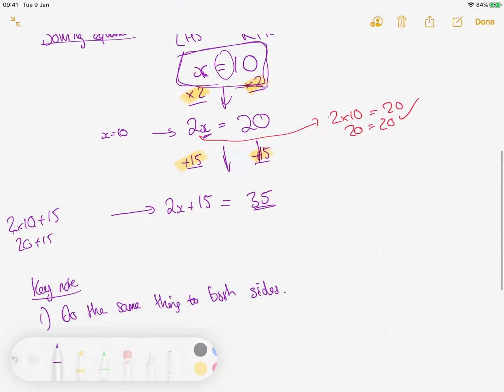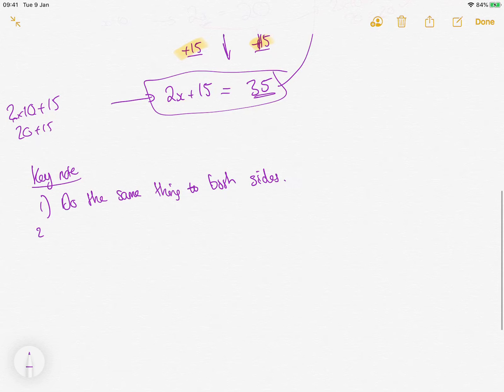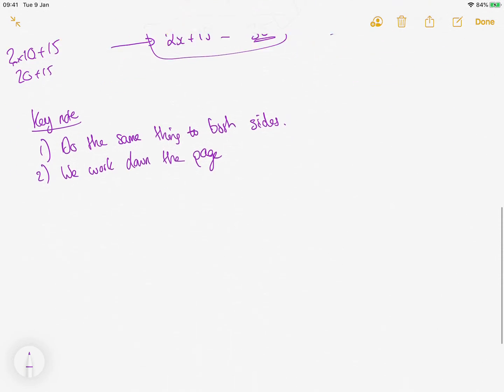Another thing that comes out from this, and what you'd normally do is, we'd normally get a question like this and work back the other way. But I would be working down the page. We work down the page, just like when we did BIDMAS. When we do our working, we're going to follow it down the page rather than across.